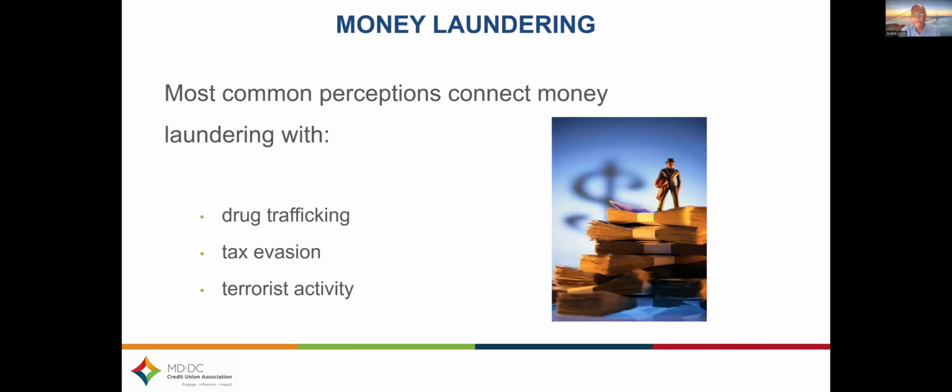But what are the main things you think about when you hear the words money laundering? You think of drug trafficking. There's tax evasion. When you hear the word money laundering, you think somebody's running drugs, or somebody's not paying taxes, or maybe even terrorist activity. But there's so many other things involved in money laundering. You have human trafficking, elder abuse. These things all are involved in money laundering.